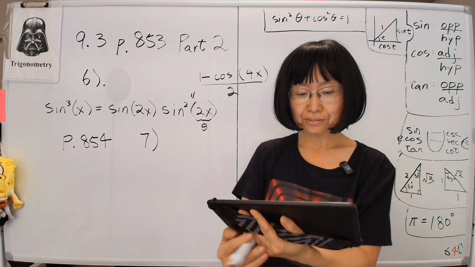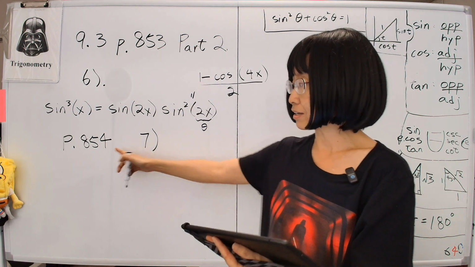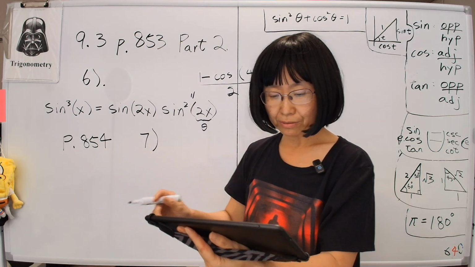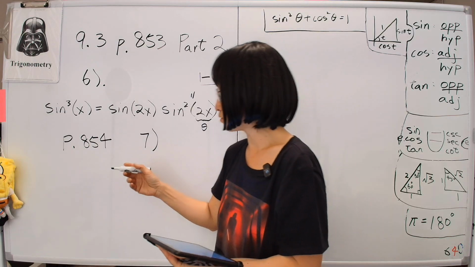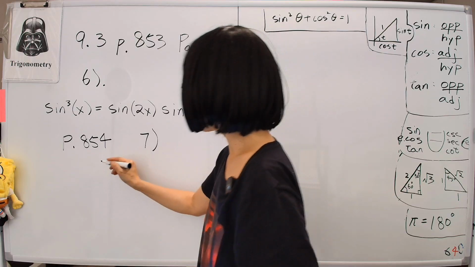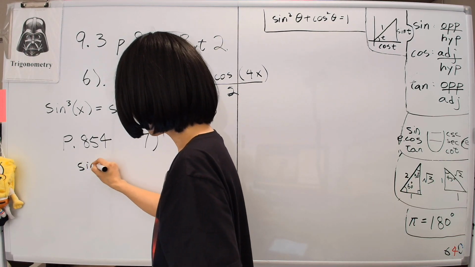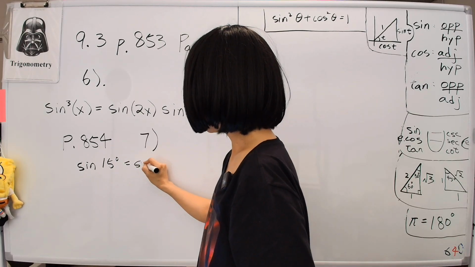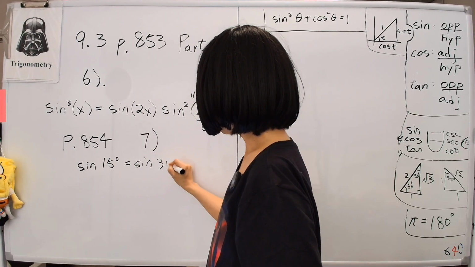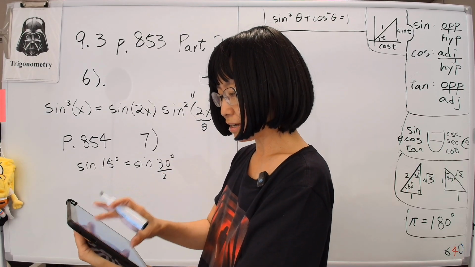So next, let's do example 7 on the same page, where we're supposed to calculate sine 15 degrees by using the half angle formula. What that means is we're going to do sine the hard way. This is old-fashioned, but okay. So sine 15 degrees would be sine of 30 degrees divided by 2. Then we're going to slap on the half angle formula.